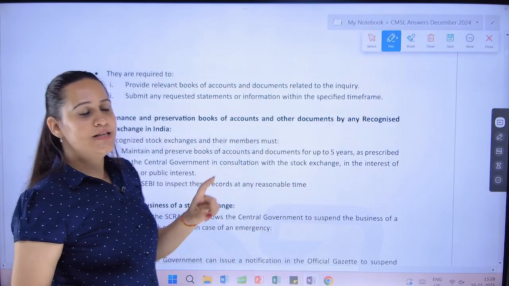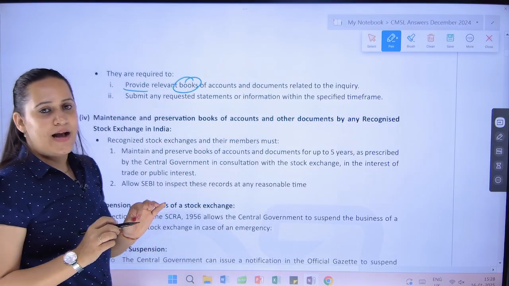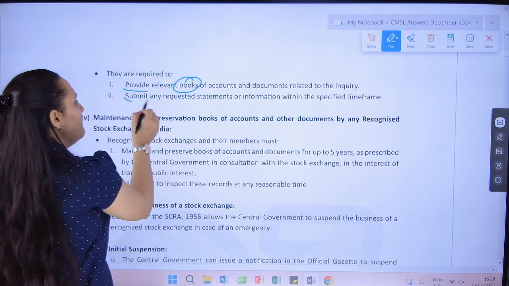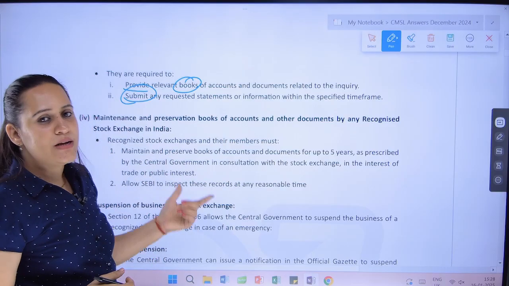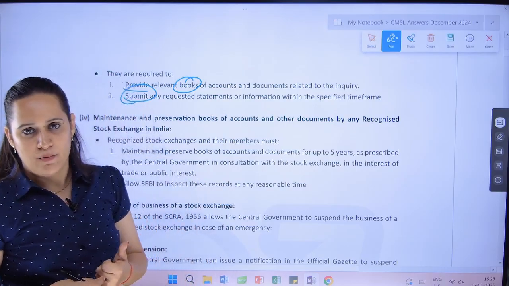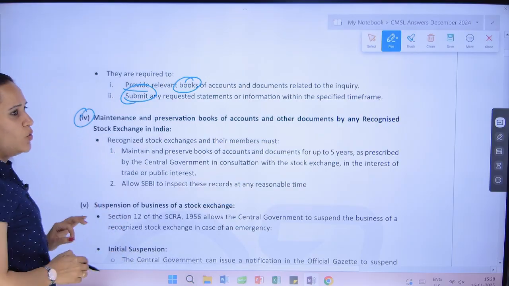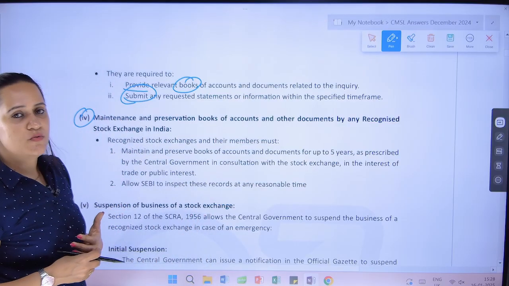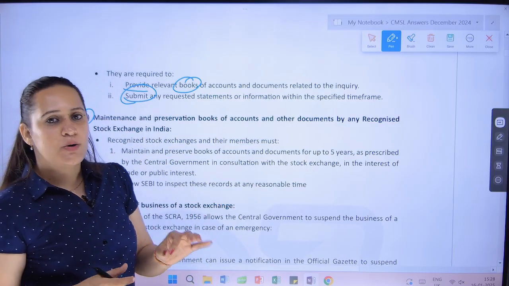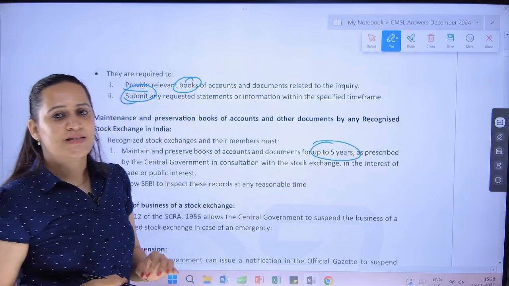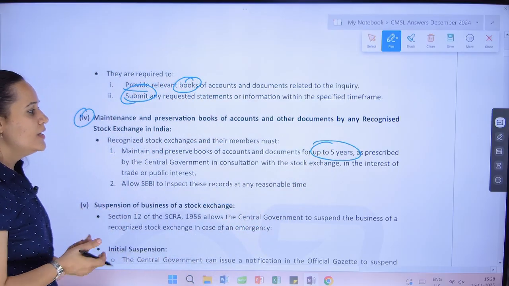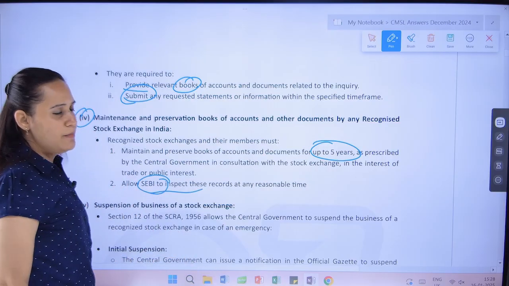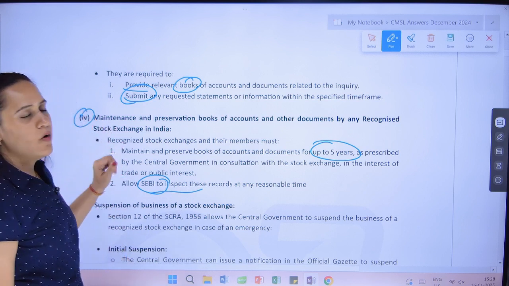Again, they have a twofold responsibility. First, their responsibility is to provide relevant books of accounts as may be asked by SEBI, and thereafter if SEBI asks for any other information or document, submitting those documents and statements also becomes the responsibility of the people employed by the stock exchange. Fourth sub-question was, what are the provisions with respect to maintenance and preservation of the books and other documents of a recognized stock exchange? Any document is required to be preserved for a period of 5 years as prescribed by the central government, and at any point in time it is allowed to be inspected by SEBI as may be required. So this is the provision for maintenance.